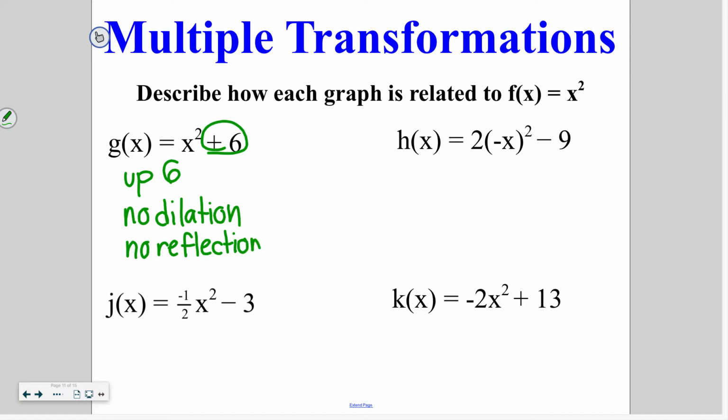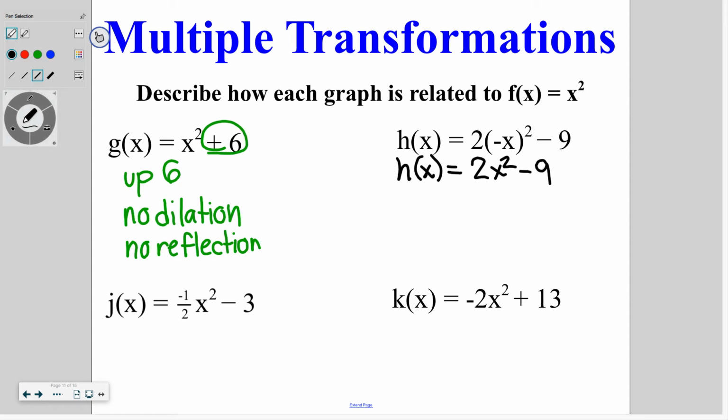Coming over to h of x, that has something I need to simplify first. So notice that x is negative. I can simplify that by squaring it. So negative x squared actually turns into positive x squared. So I've got h of x is equal to 2x squared minus 9. That one's simplified. That negative's in the parentheses, so the squared cancels it out.